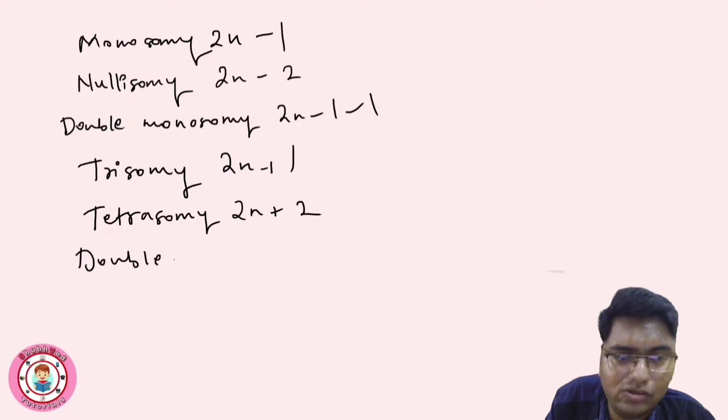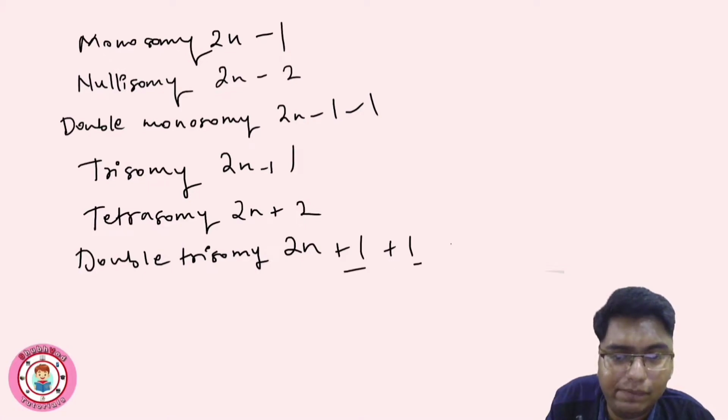Double trisomy, 2n plus 1 plus 1. Why do we write plus 1 separately as well as here? It means there are deletions or additions of two separate chromosomes, like chromosome number 13 or chromosome number 18. Both chromosomes will have an addition or deletion.